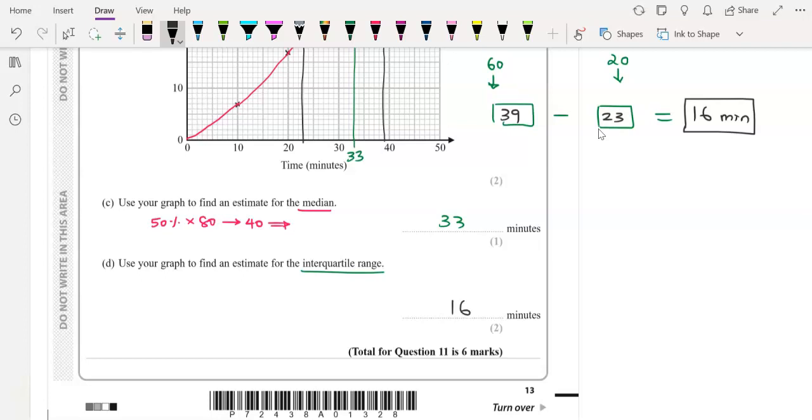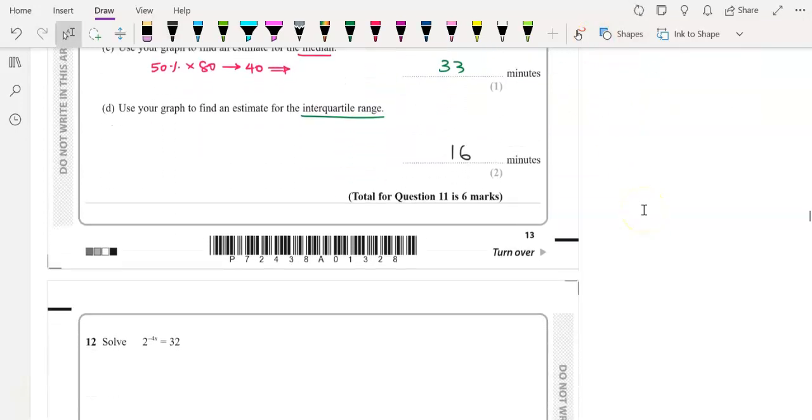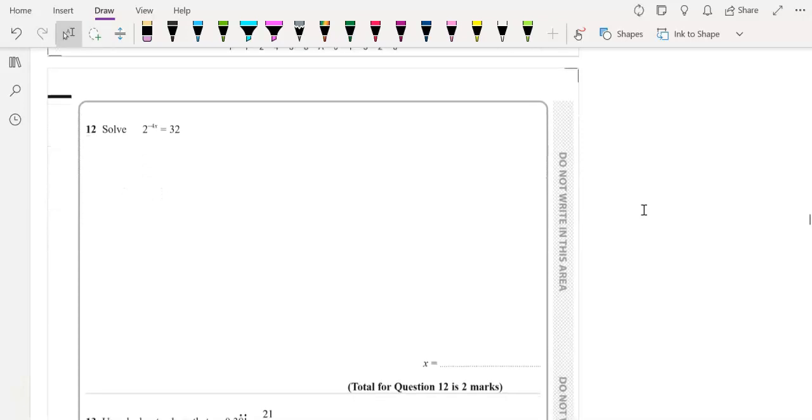Next question, number 12. Two power negative 4x equal to 32. Now since you have variable as a power, it's an exponential equation. In all such questions, try to make same base. Whenever you have an exponential equation, make same base.